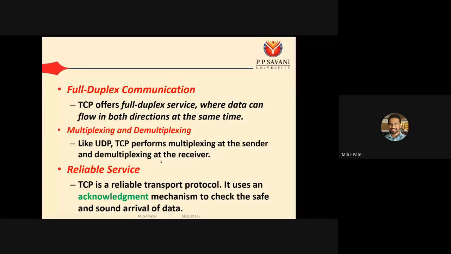It is a reliable service. That means we require the acknowledgement before completing the transmission. Whenever we get the acknowledgement of our data transmission, then we can say that our data has been transmitted. So we can say that TCP is a reliable transport protocol. That means we require the acknowledgement for each and every transmission.